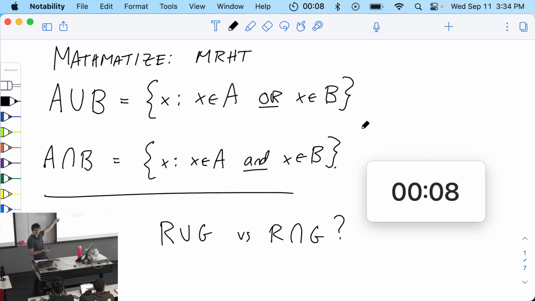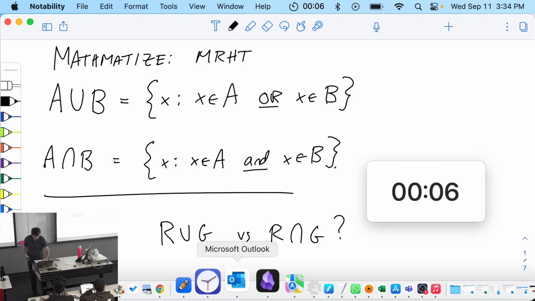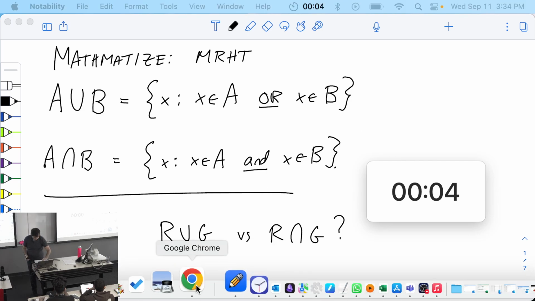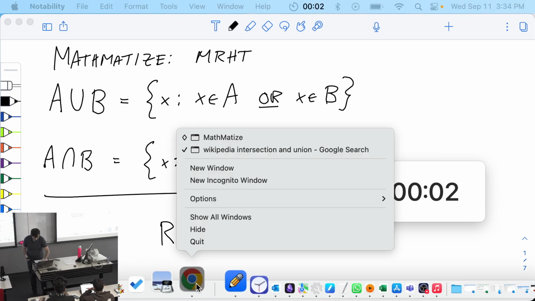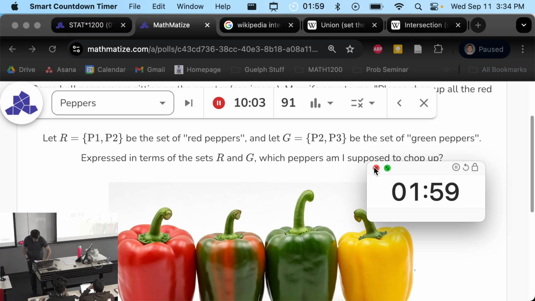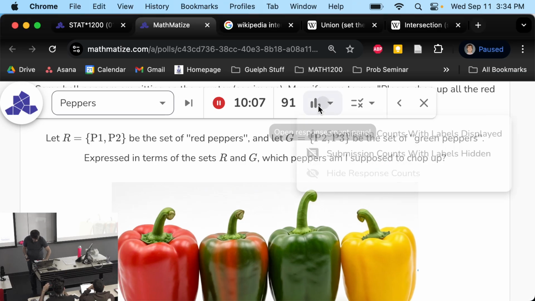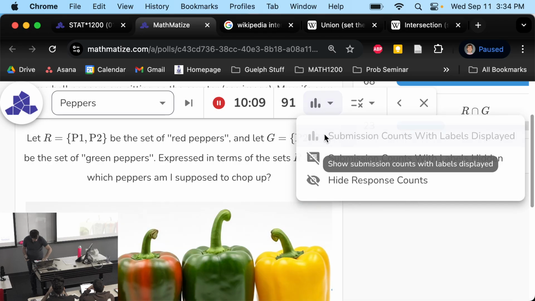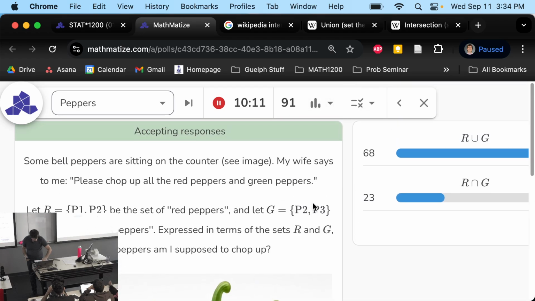Okay, there's like 10 seconds left. Put in your final guess on what it is. Even if you don't know, you must guess now, because that's what we're doing. Mathematize. Okay. 91 people answered. What did people say? How many people said which? 68 people said the union. 23 people said the intersection. So most people are on union.